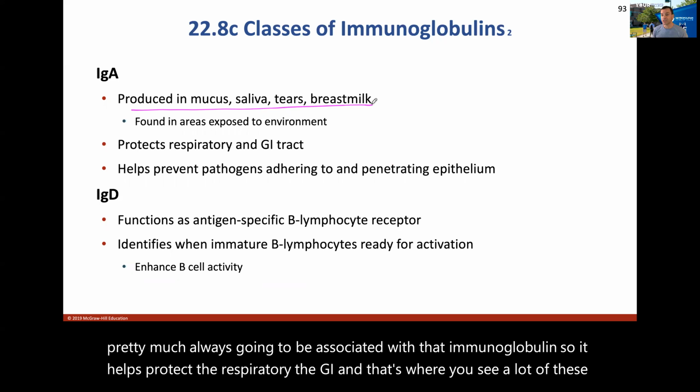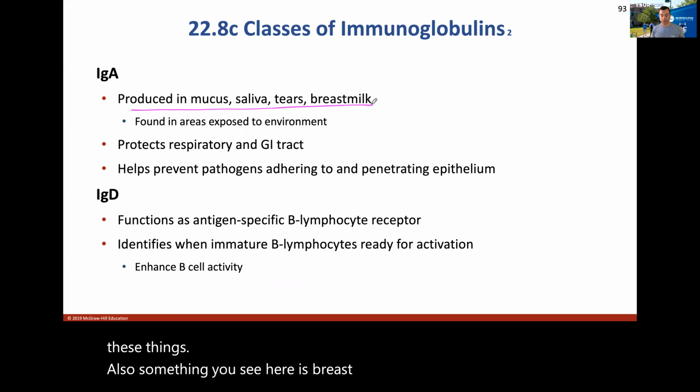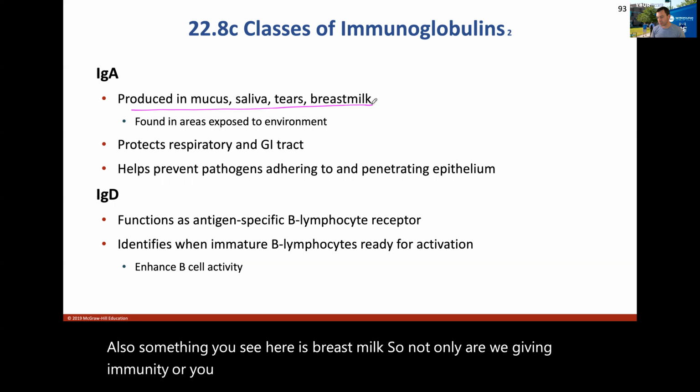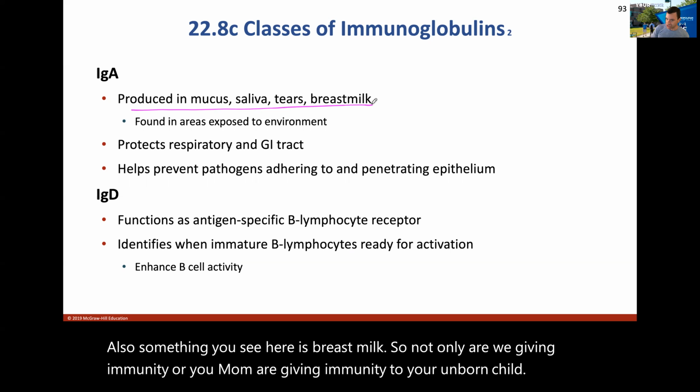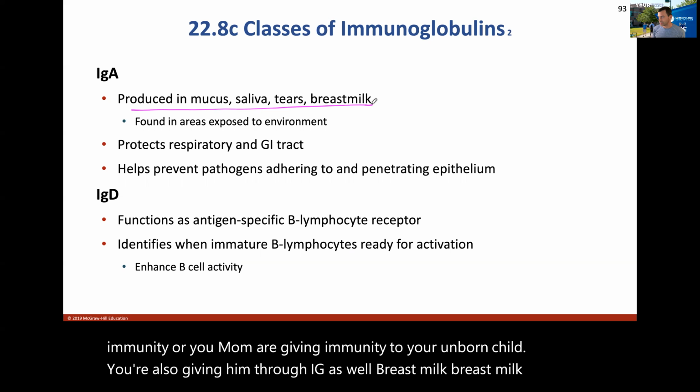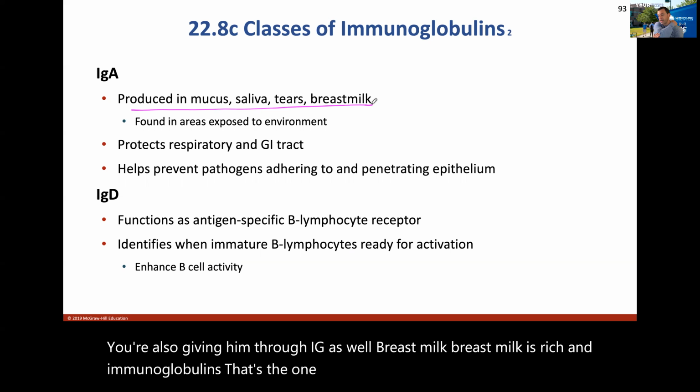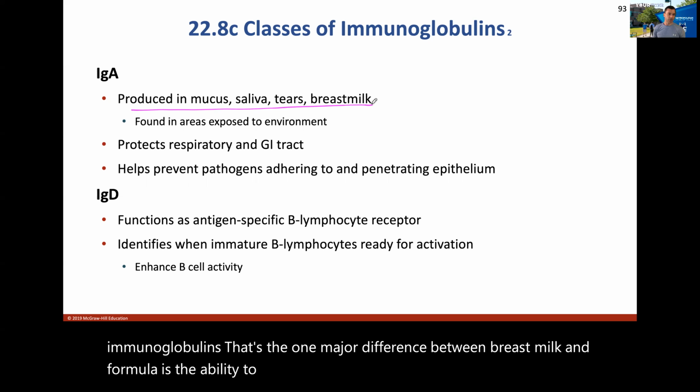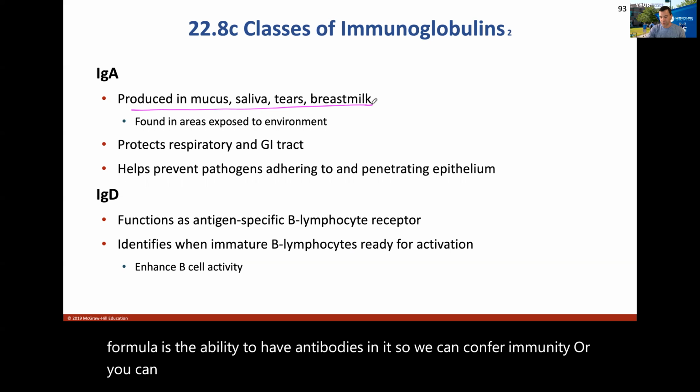Also, something you see here is breast milk. So not only are we giving immunity, or you, mom, are giving immunity to your unborn child through IgG, you're also giving it through IgA as well. Breast milk is rich in immunoglobulins. That's the one major difference between breast milk and formula, the ability to have antibodies in it. So you can confer immunity, women, to your newborn just by breastfeeding. So a pretty important aspect there.